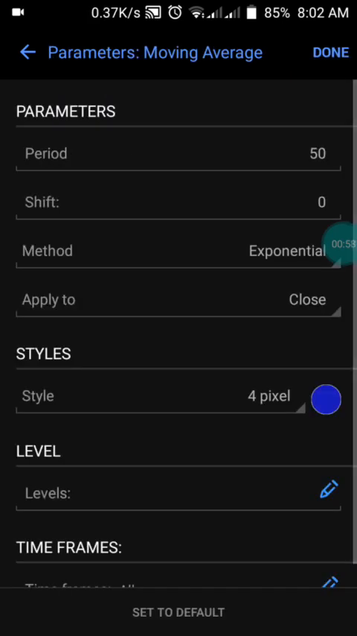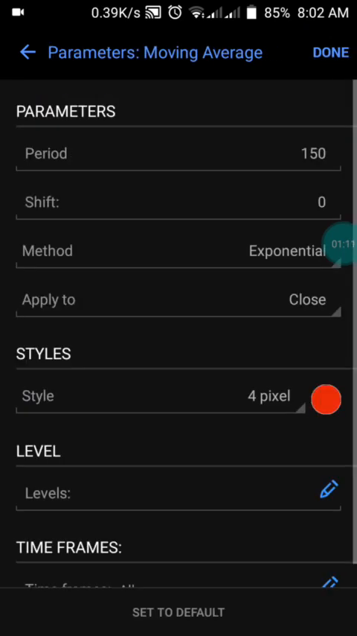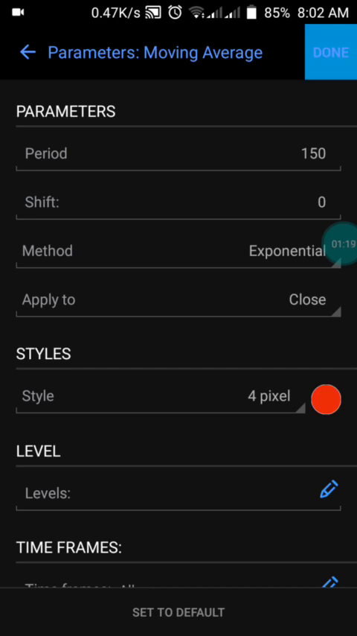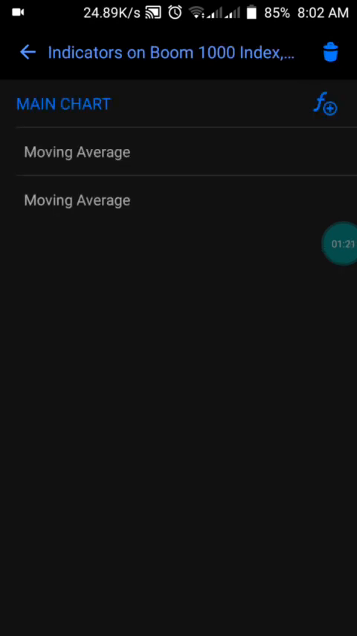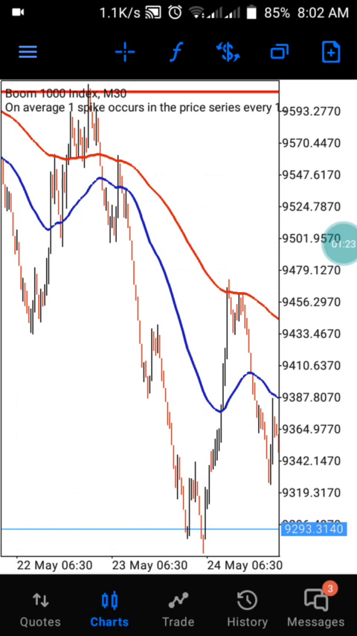So we have your moving average here, with a period of 50, a shift of 0, method exponential, apply to close, and blue as our style color. Then you press done. Then we have the second moving average, with a period of 150, a shift of 0, method exponential, apply to close, and red as our color here. With this, you will have these same two settings on your phone.